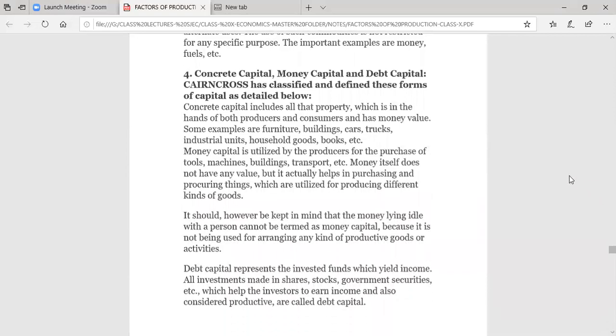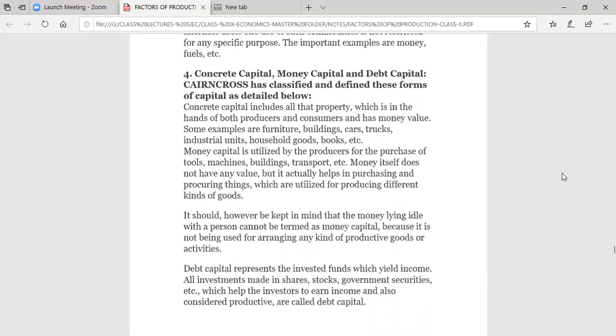Now, concrete capital, money capital and debt capital. Concrete capital means that property which is in the hands of both producers and consumers and has money value. This type of capital is in the hands of not only the producer and manufacturer, but the consumer as well. Like furniture, car, household goods. The manufacturer also has this thing, the consumer also has this thing, with money value.